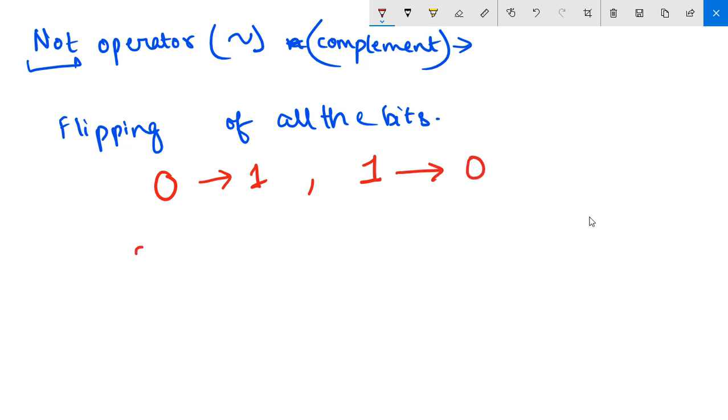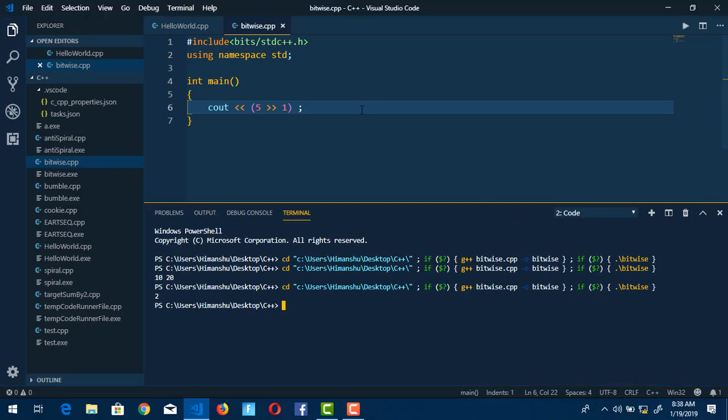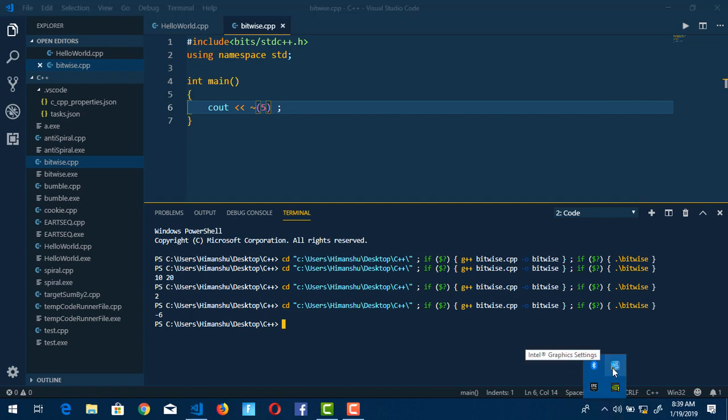So this is what the complement operator means, and we can do something like not 5, which will shift it around. This is how it is done, and yeah, we can run the code and see how it is working. So we can be doing something like not 5. So yeah, it will be -6 because we are going to be flipping all the bits, so it will become negative.